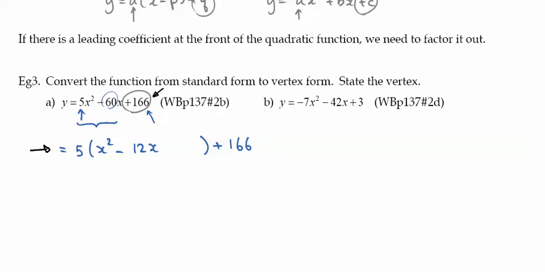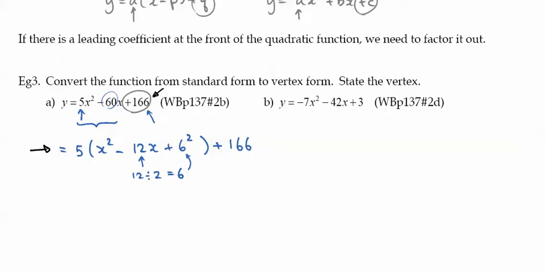But we are trying to convert it to a perfect square, and we can look at this middle term, divided by 2, and that's the number we will be using for the perfect square. 12 divided by 2 gives us a 6. And in order to form a perfect square, we will square the number. Now here comes the tricky part.